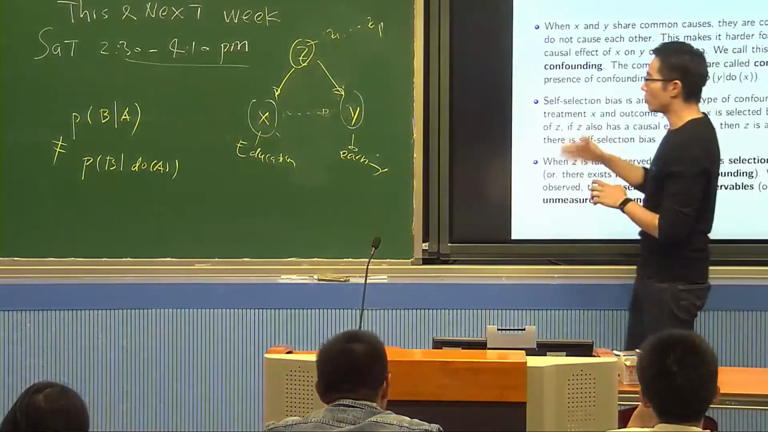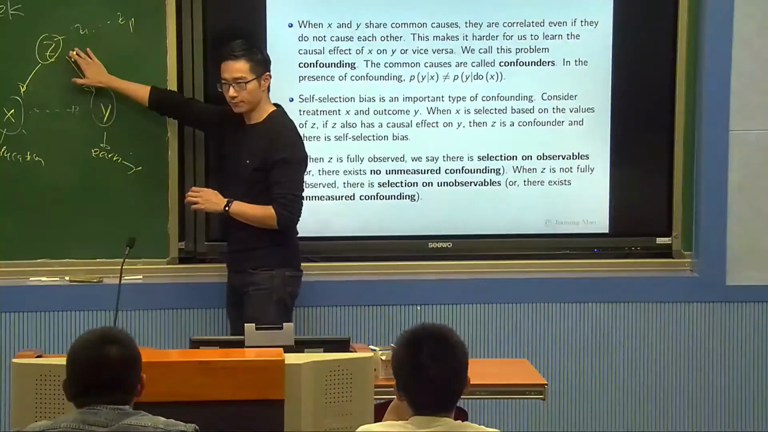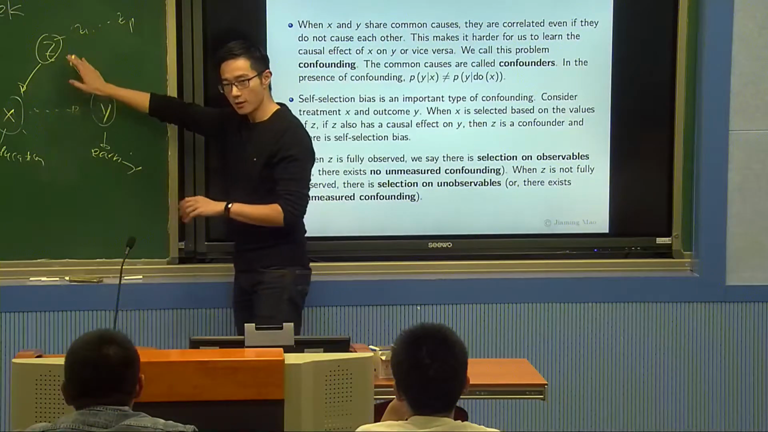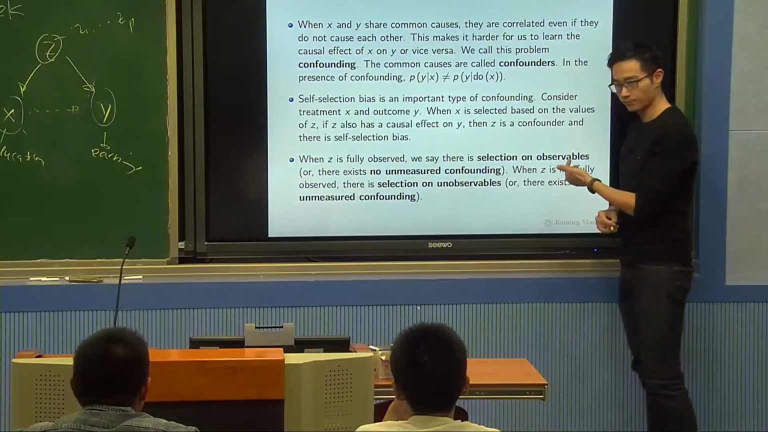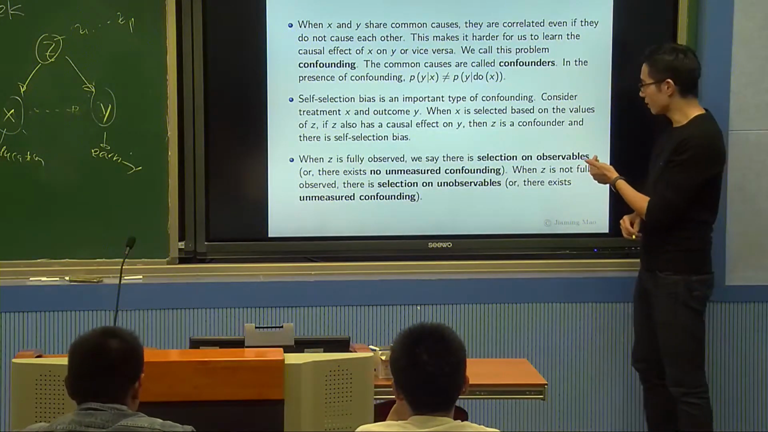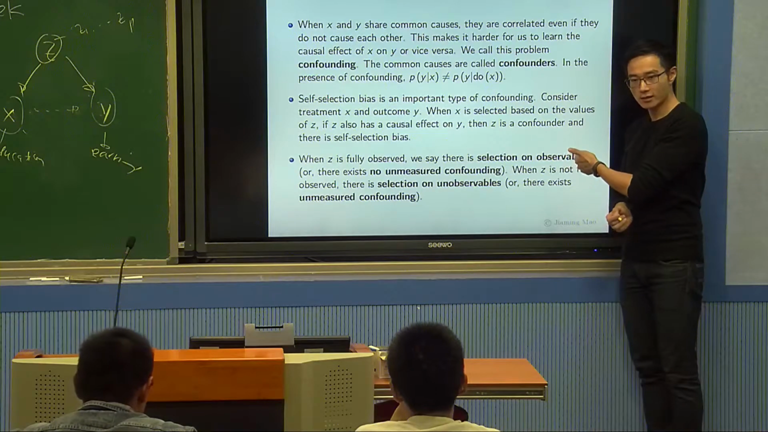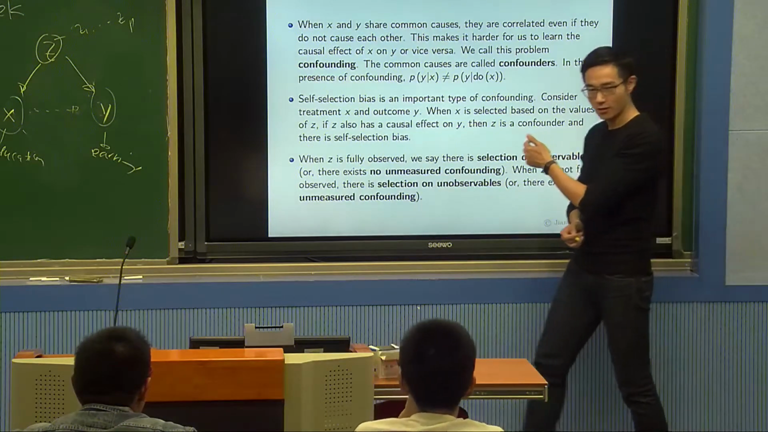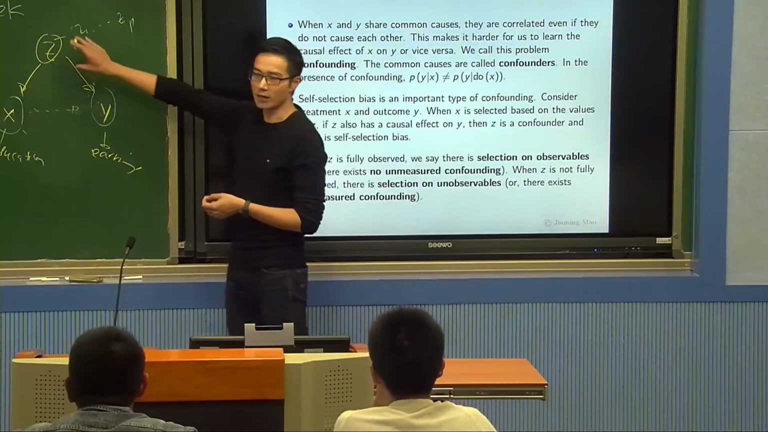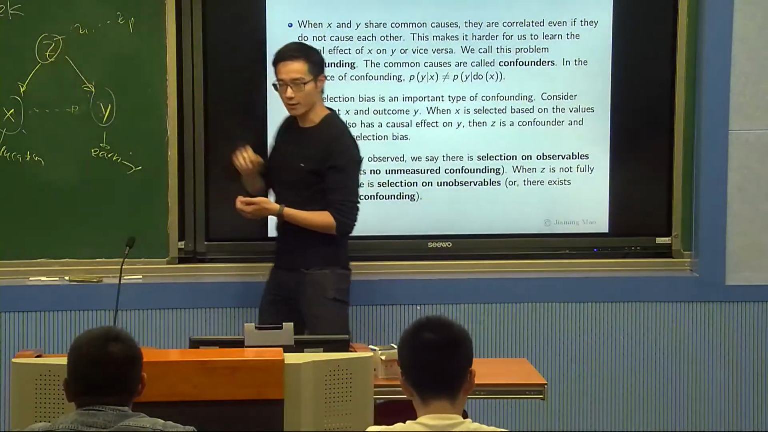If we assume that all the Z's are fully observed, that we see them all, in this case, we say there is selection on observables. How many of you have heard this term in econometrics? Maybe. Selection on observables means that we have observed all the confounding variables. So that's what it means.